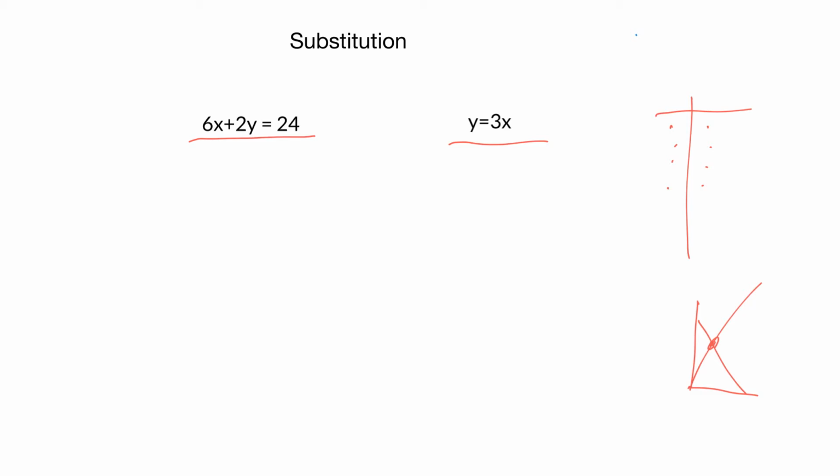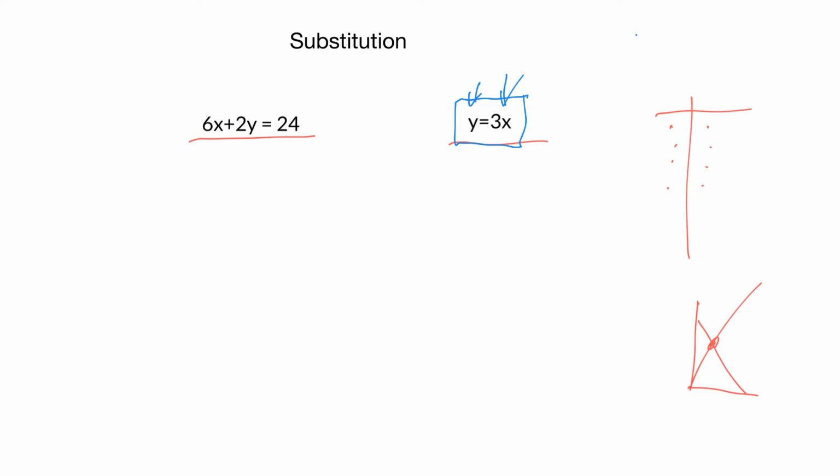When we think about substituting one thing for another, it means to replace. And that's the whole secret to this. If I look in the left equation, I have 6x plus 2y equals 24. But the right equation tells me y equals 3x. Y and 3x are the same thing. They can be substituted for each other, and it doesn't change anything because they're equal.